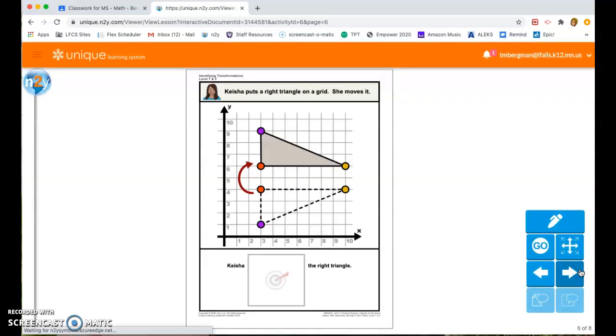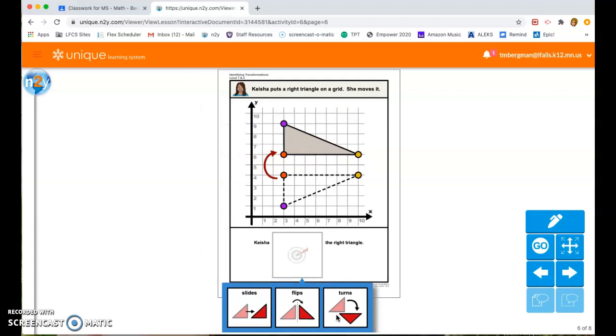Sorry, I'm going to go forward because I know that when we did these, they were a little bit more helpful at the end first. So Keisha puts a right triangle on a grid. Remember, we know it's a right triangle because this is 90 degrees. She moves it. How does she move it? Remember what this arrow means. What did she do? Did she slide it, flip it, or turn it?